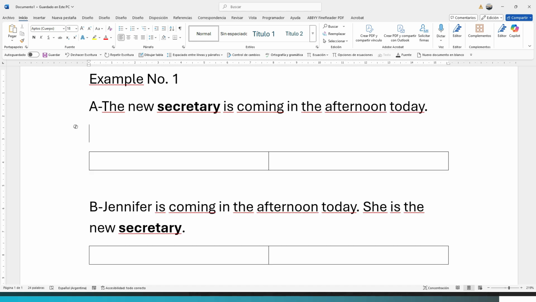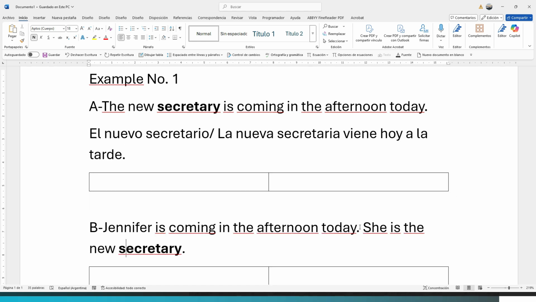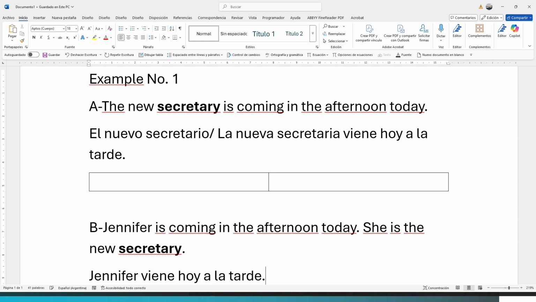Entonces, vamos a escribir aquí: el nuevo secretario, pero también puede ser la nueva secretaria, viene hoy a la tarde. En el segundo ejemplo, Jennifer viene hoy a la tarde. She is the new secretary. Ella es, o directamente, es la nueva secretaria. Ok.